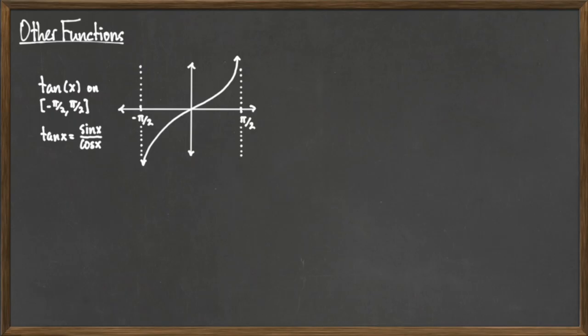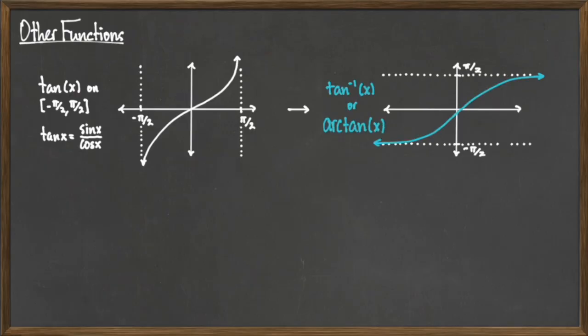And when I flip it about that diagonal line, I now have a function that goes infinitely to the left or to the right, but it has an upper bound of pi over 2 and a lower bound of -pi over 2. So remember, we're looking at this graph of the tangent function on a restricted domain.